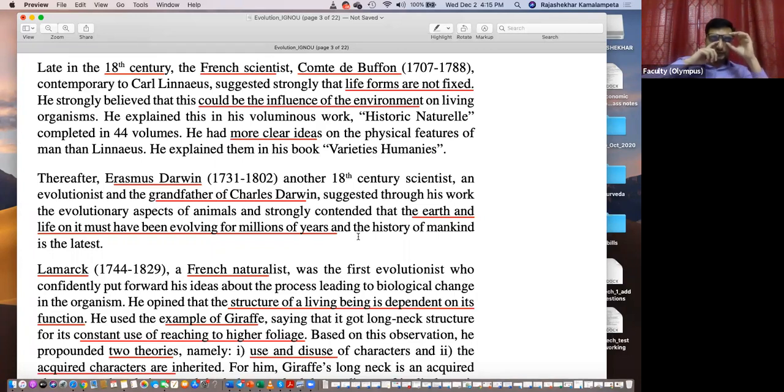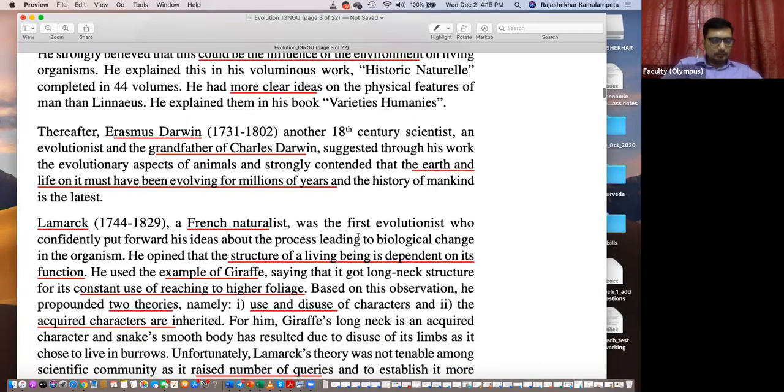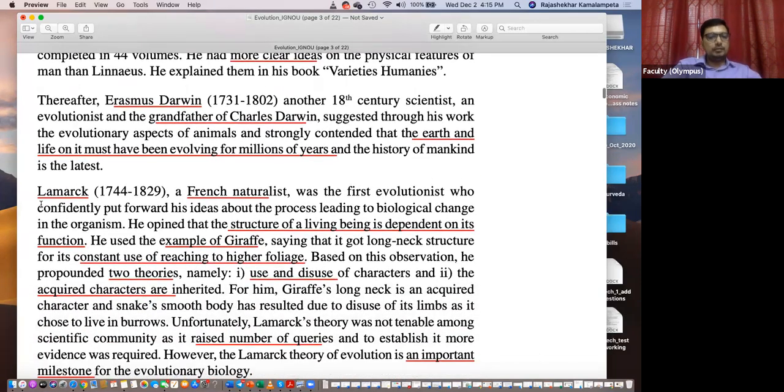Next one, I think this is the most important one that we have to study after Darwin, is Lamarckism. So we move on now towards Lamarckism. Lamarckism is the theory given by the French naturalist Jean-Baptiste Lamarck, simply Lamarck.